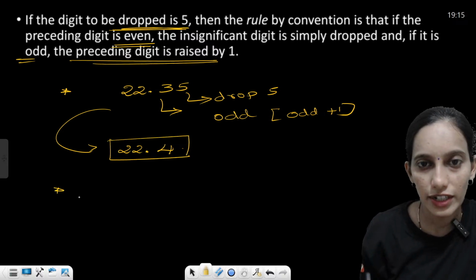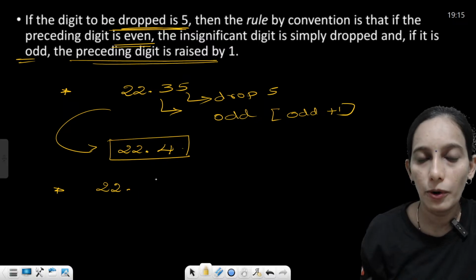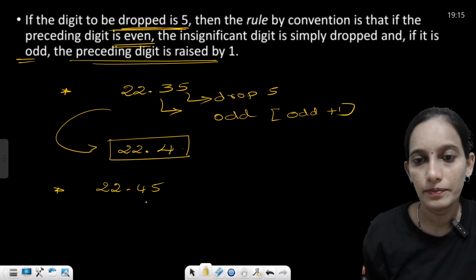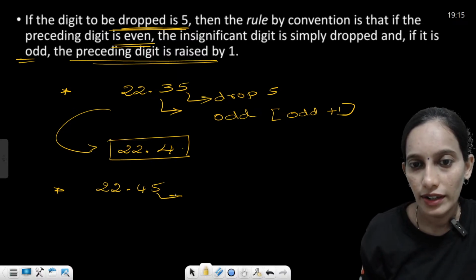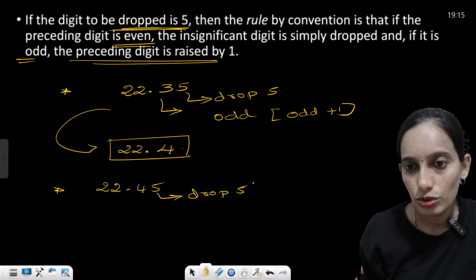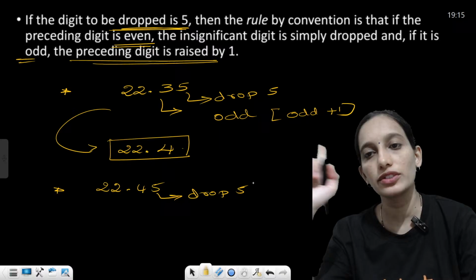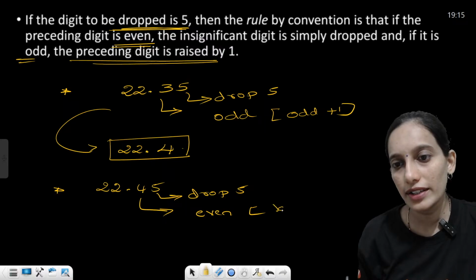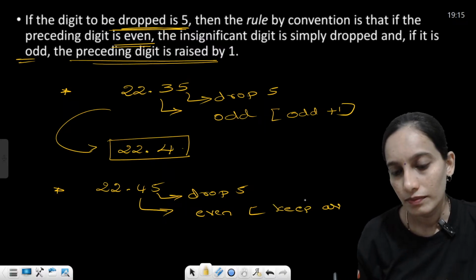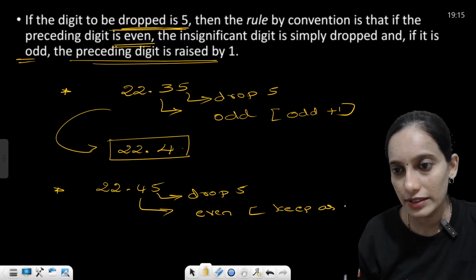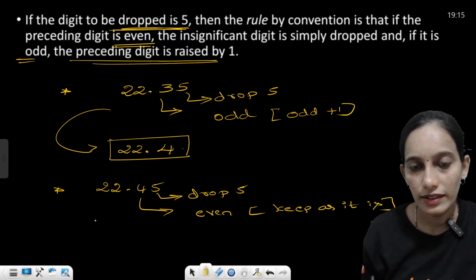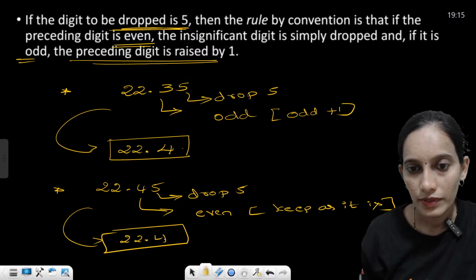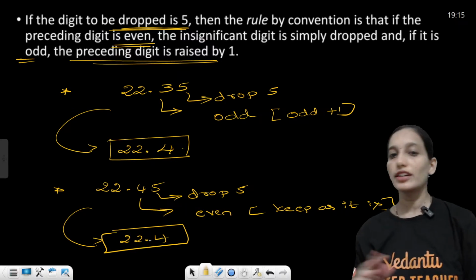Okay, so if we take another example like that, 22.45. Again we have to drop 5. So this is applicable only if the dropping digit is 5. Now what is the previous digit, it is even. So if it is even, keep as it is. Keep as it is. So that means it will be 22.4, it will not become 22.5.